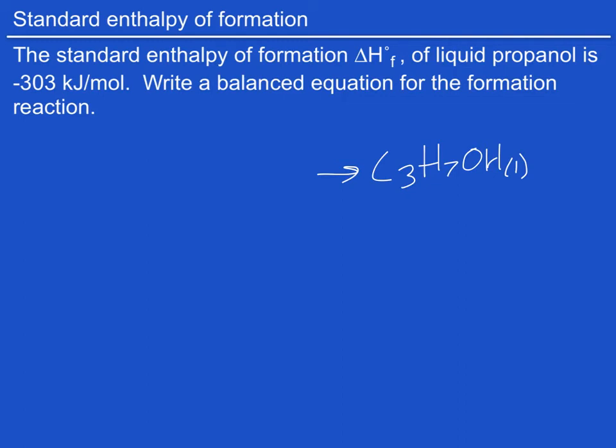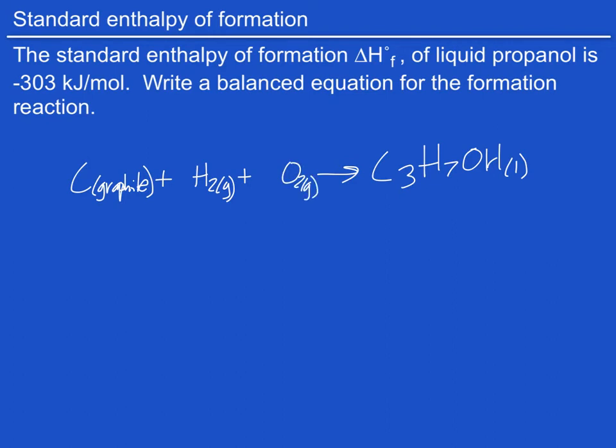Okay, so we know we're going to need carbon. Carbon, its most stable state at 25 degrees Celsius, is in graphite form, so we're going to be adding graphite. We know we need hydrogen, so this is going to come in the form of H2 gas. And we know that we're going to need oxygen, which at 25 degrees Celsius will come in its most stable state as O2 gas as well.